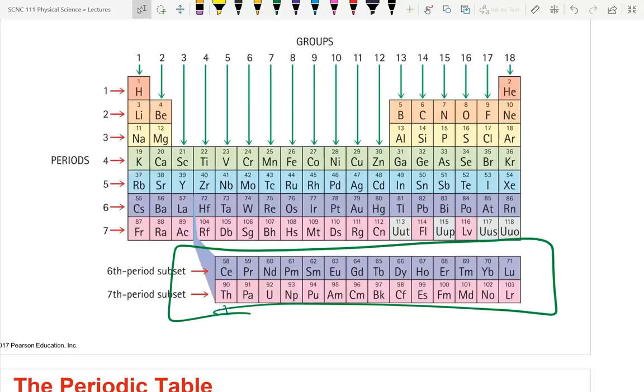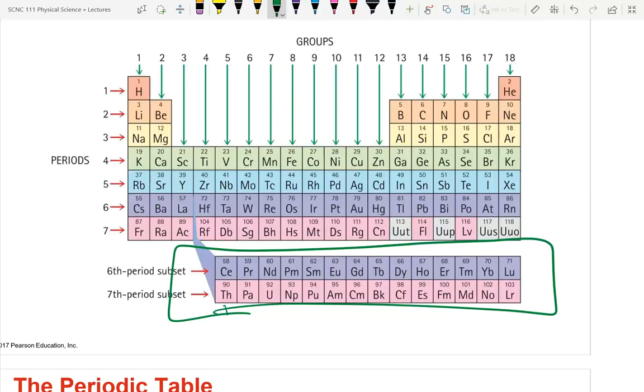So in theory, each additional period would have more elements. But because of the way energies work in quantum physics, it basically turns out that you go 2 periods and then you add in another set of elements. So if you had just the first period, you'd only have 2 columns. The second period, you have 8 columns. Third period, 8 columns. The fourth period, you have 18 columns.